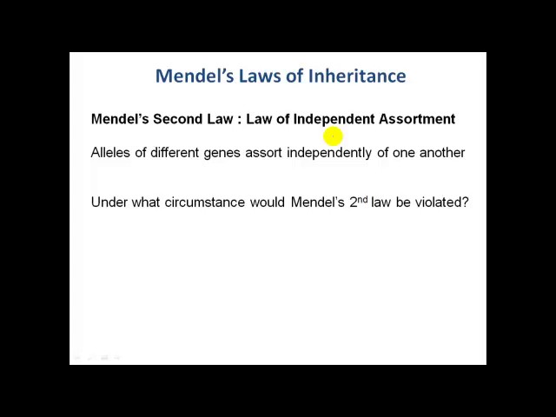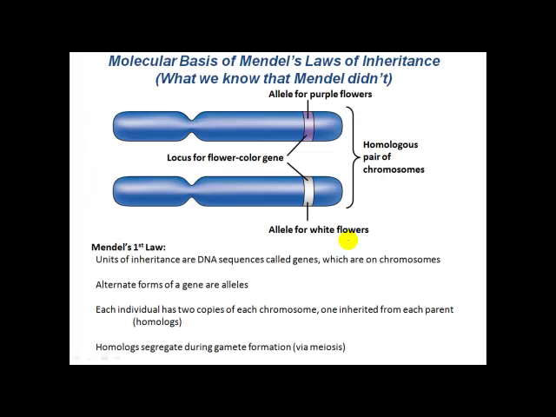Now, there are circumstances in which Mendel's second law would be violated, that alleles would not assort independently of one another. And I'll let you think about that for just a minute. We're going to address that question in a later video. But we should recognize that what Mendel's second law is predicated on is the inheritance of distinct genes, distinct genetic sequences on DNA molecules. And as we've talked about, eukaryotic organisms have multiple DNA molecules, multiple chromosomes.